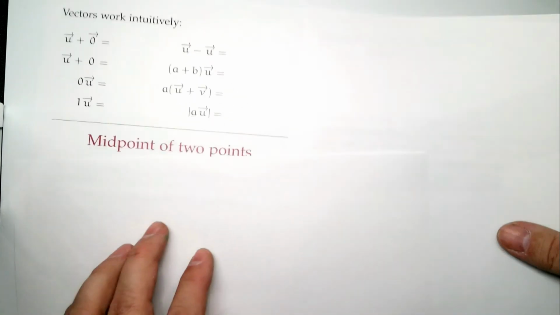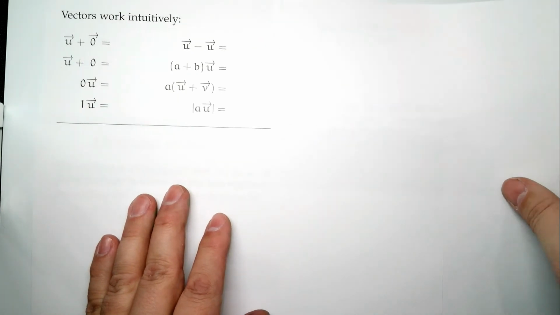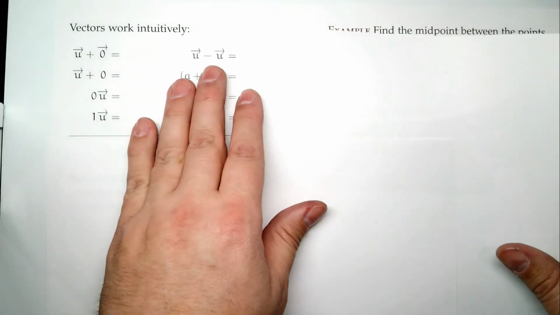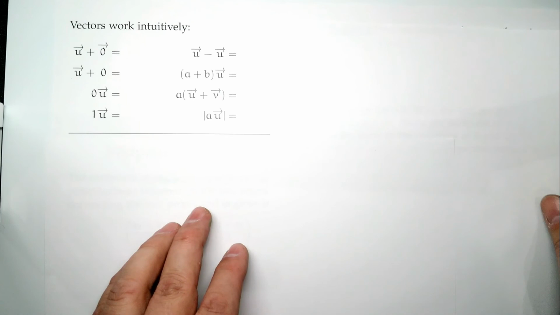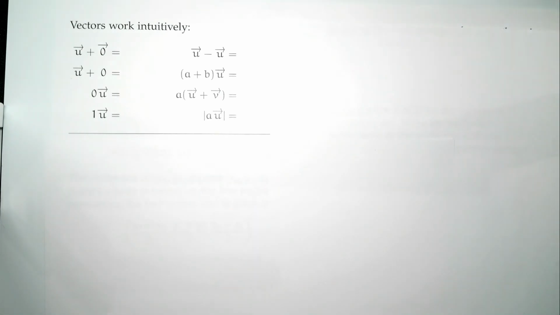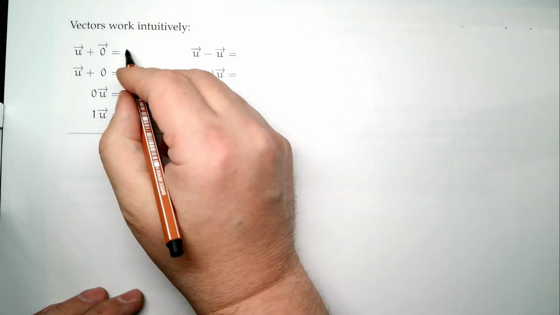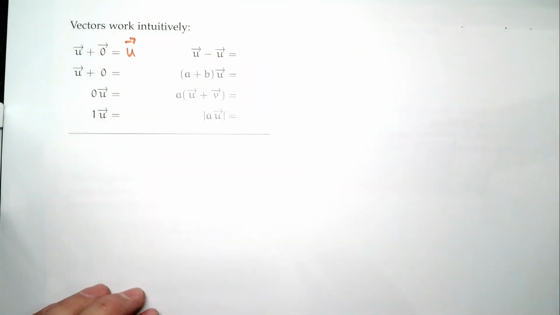First, some notes. Vectors work fairly intuitively. Now, what do I mean by that? It's sort of like what you expect to be true is true. So let's just check our intuition. If I have a vector u, and I add the 0 vector, what will I have? I'll still have u. Nothing has changed. If I have the vector u, and I add the number 0, what do I have?